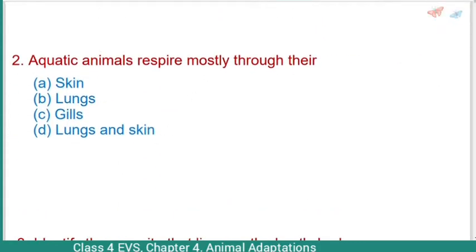Second one, aquatic animals respire mostly through their skin, lungs, gills, lungs and skin. Answer is gills. Aquatic animals respire mostly through their gills.